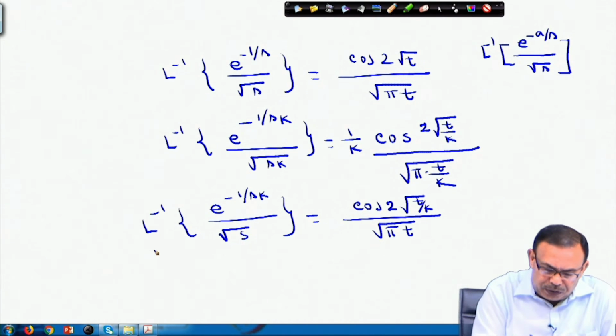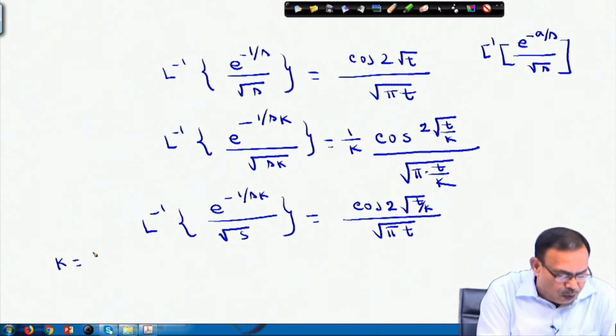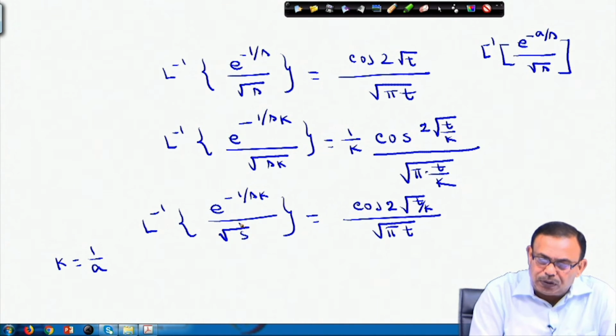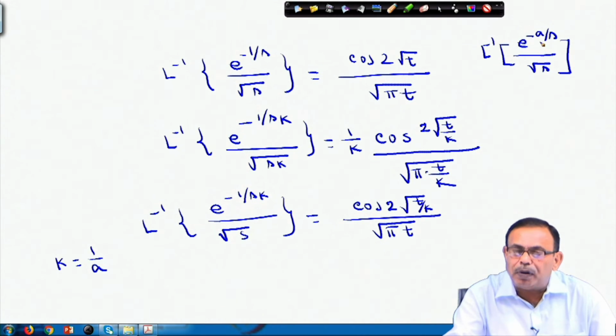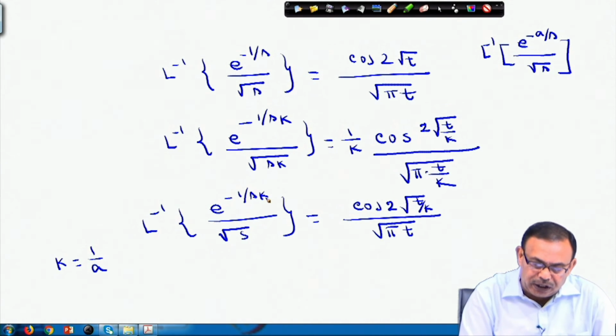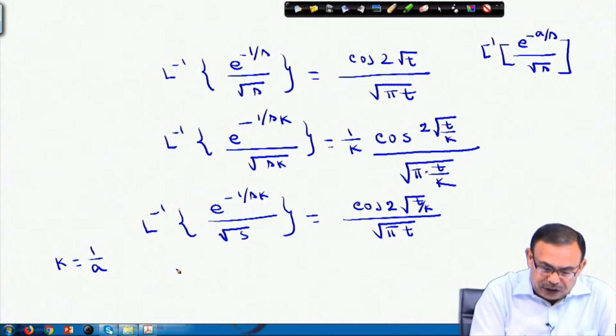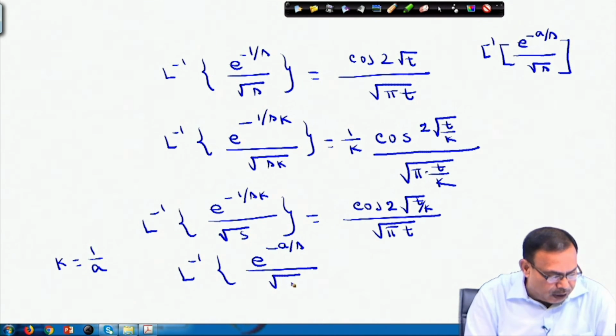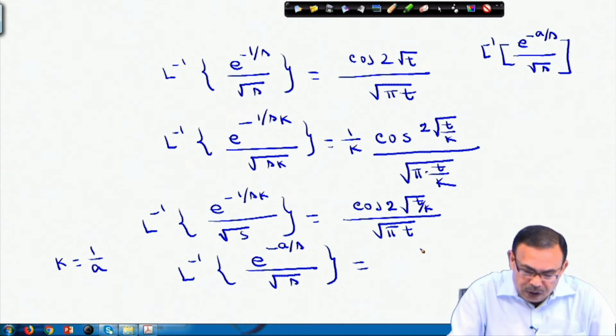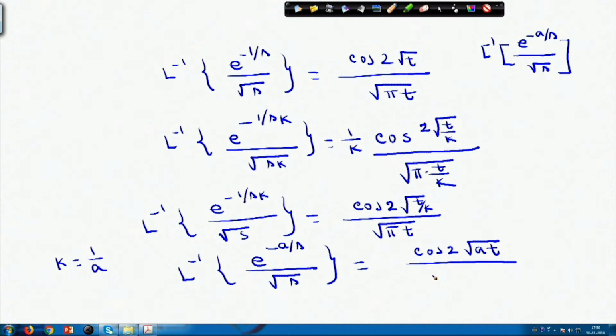Now, substitute k equals 1 by a, because you have to find out the Laplace inverse of e power minus a by s. So, if I take k equals 1 by a, then I will obtain the Laplace inverse of e power minus a by s, by root over s, which is equal to cos of 2 into root over a t by root over pi t. So, I am getting my required result over here.